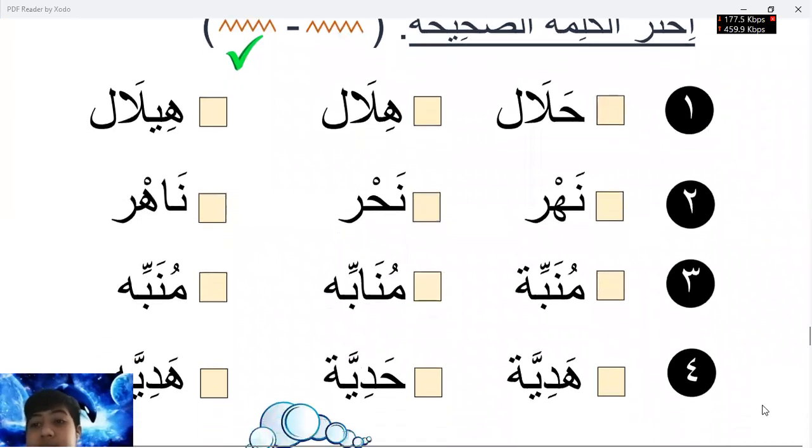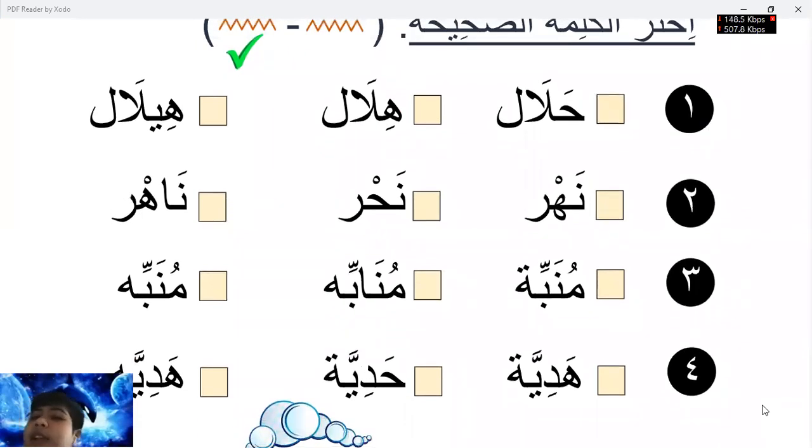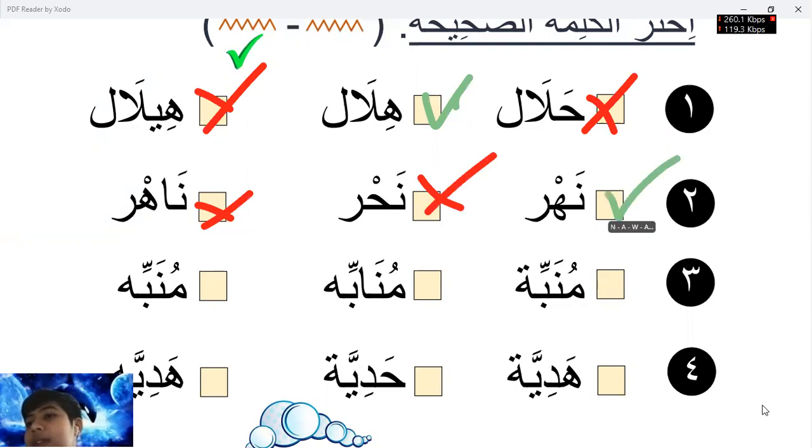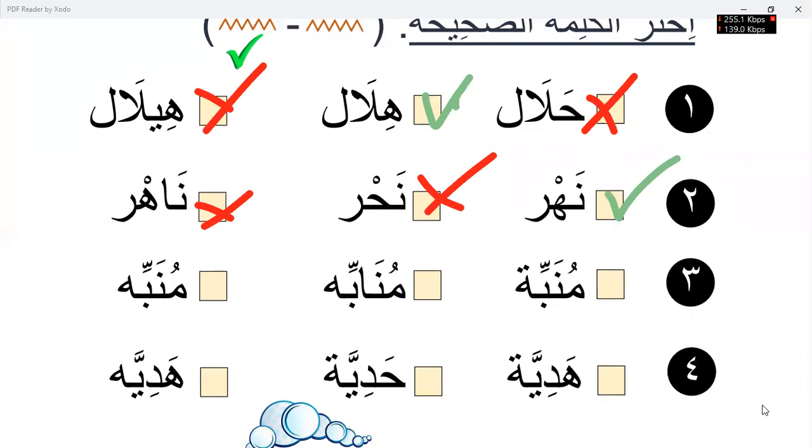Choose the correct word. Hilal. That one is so wrong. That one is also wrong. And let's do this. Good. Meaning? Wasn't it the moon? New moon? Yes. Then Nahar. It's not this either. It's the first one. Correct. Wasn't it a leopard? Nahar. River.